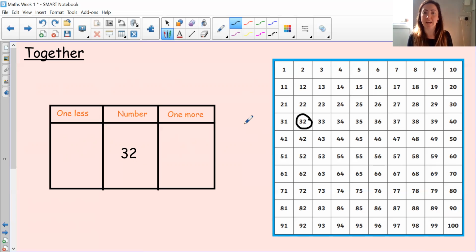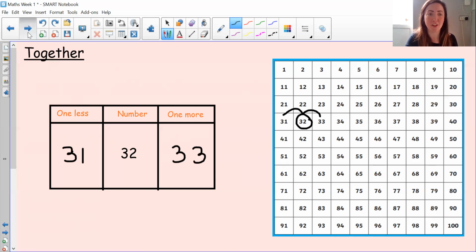Now I'd like you to pause the screen and find one less than 32. Okay, did you look at the number that comes before to find one less? Amazing. So one less than 32 is 31. Brilliant. What about one more than 32? Pause the screen again to find one more. Did you look at the next number? Fantastic. So one more than 32 is 33.